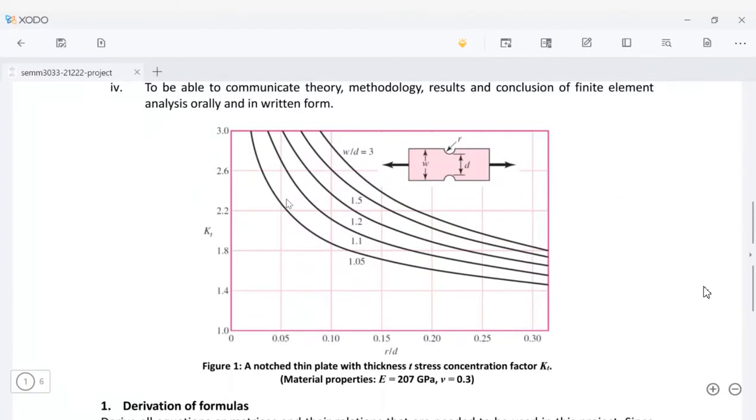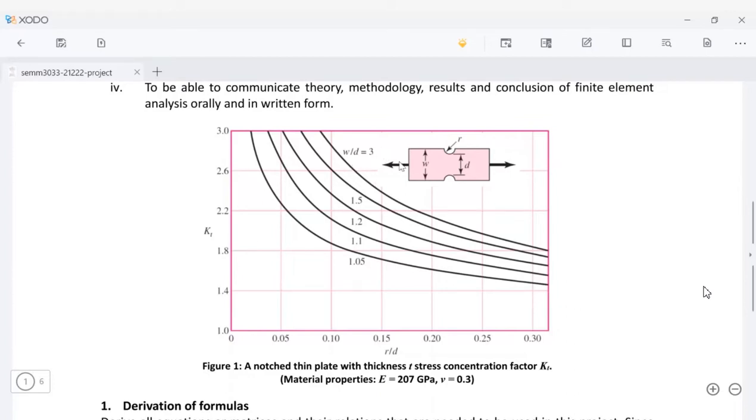This I took from Shigley. So this is your K, your stress concentration factor. And note that the dimensions involved here are R, W, and D. So let's say R over D and W over D. These are the parameters. In the case of R over D is 0.15 and W over D is 1.1, then this is maybe about 1.9. Okay, maybe about 1.9 or 1.8. Sorry, 1.9 or I don't know, maybe 2.0. Okay, not sure.